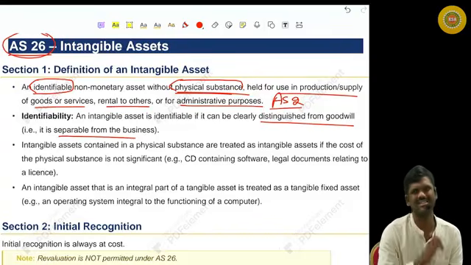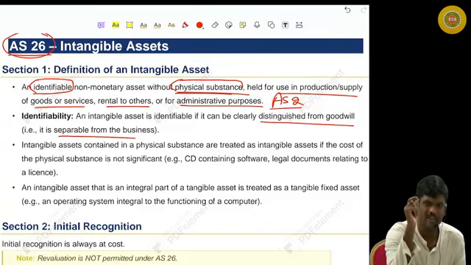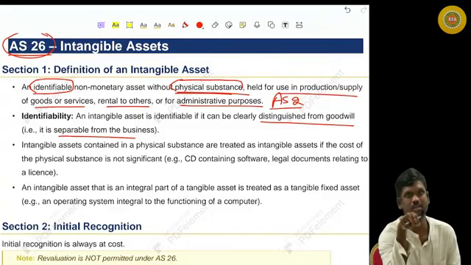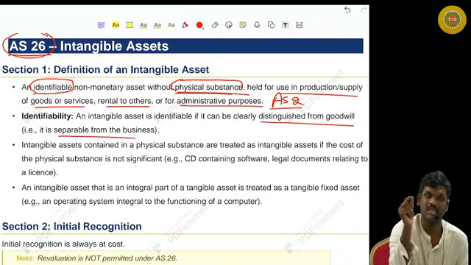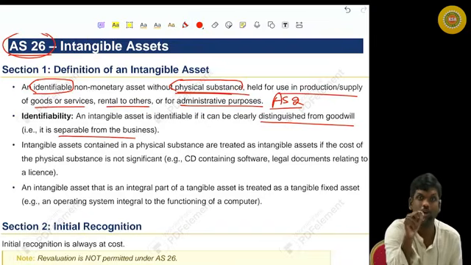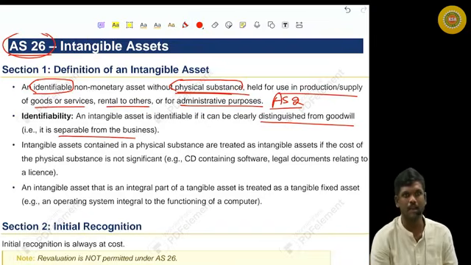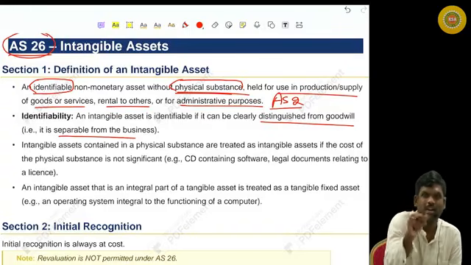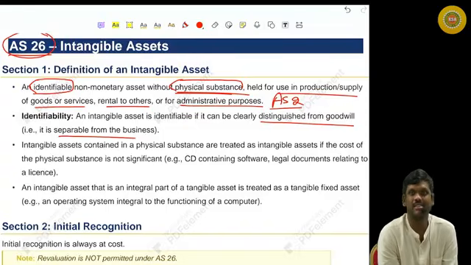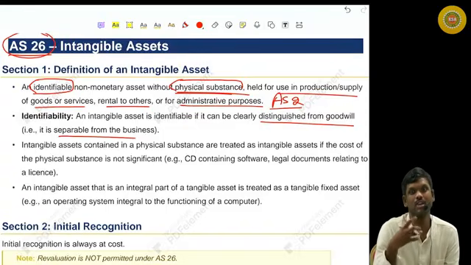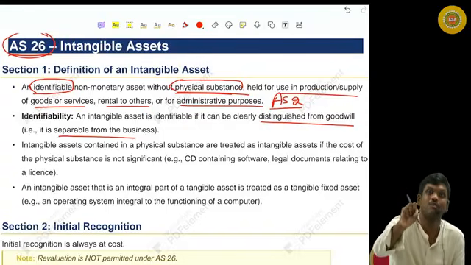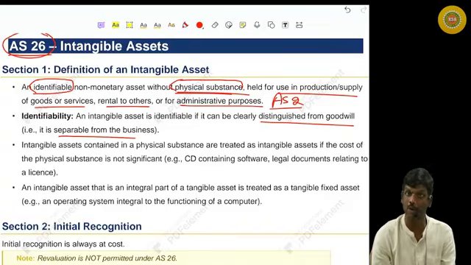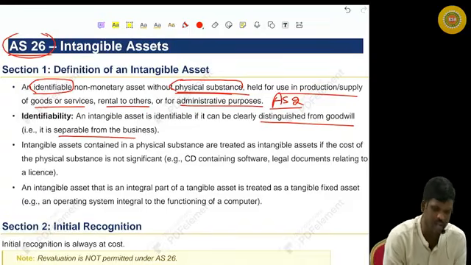Okay. And then there are certain small points. For example, if an intangible asset is there in a physical substance, just because of that, you cannot call it a tangible asset. For example, software is stored inside a CD. Now, just because you can touch the CD, you cannot say, yeah, this is a tangible asset. No, you're giving more importance to the software that is there inside, not to the CD. So here intangible asset is predominant. So it is actually an intangible asset.